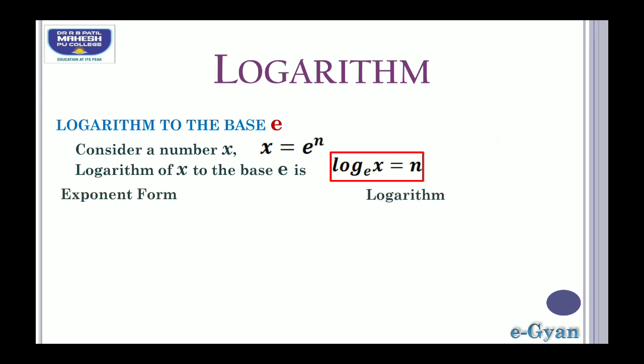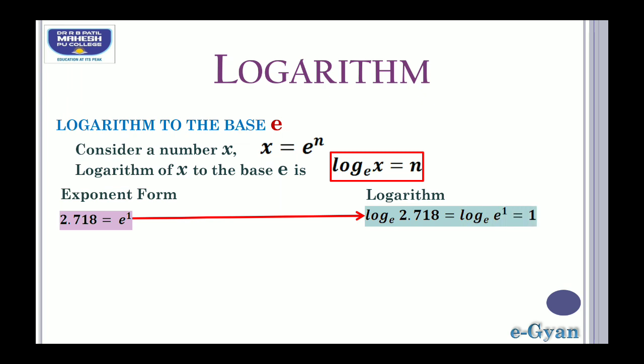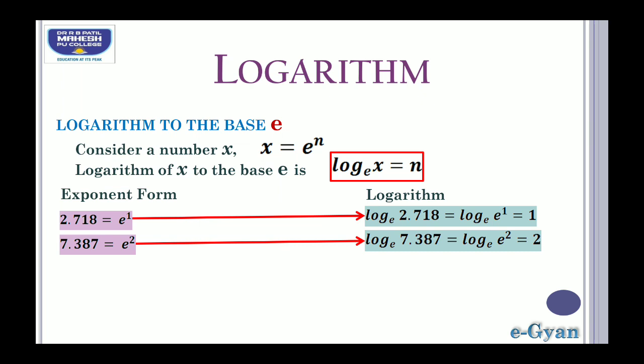Now we know, let us write 2.718 in terms of e, it becomes e to the power 1. Then in logarithm form, log of 2.718 to the base e is equal to log of e to the base e, hence it is equal to 1. 7.387 is equal to e to the power 2, so therefore log of 7.387 to the base e is equal to log of e square to the base e, hence it is 2.